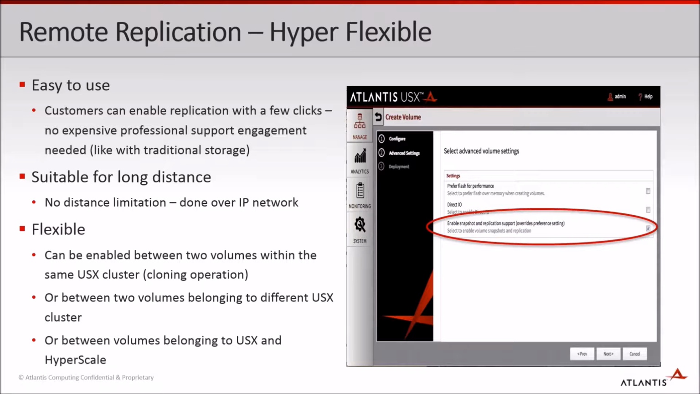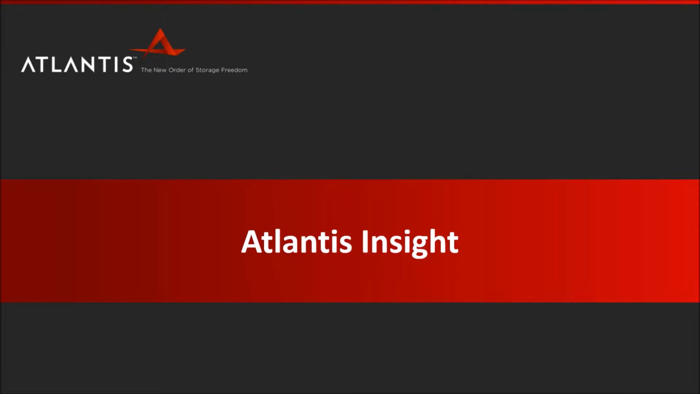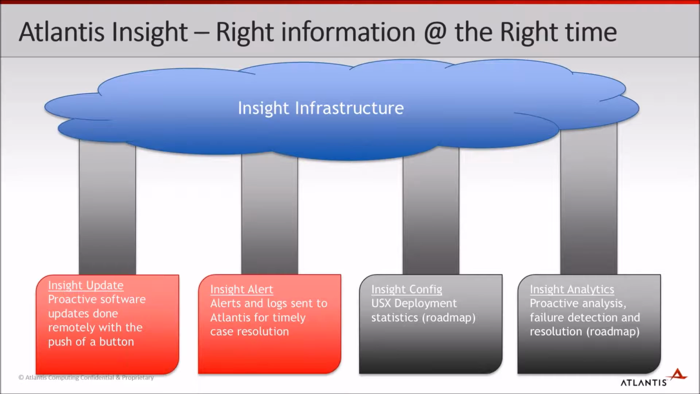So this brings me to the final major capability we delivered with USX 3.0 called Atlantis Insight. Now, I refer to Insight as our call home capability. It is actually much more than that. Using Insight infrastructure, we are able to deliver all our software updates to you, think of it like your Windows updates. It will be pre-staged. It will show up in your UI, and you can see that an update is ready to download and install, and when you click yes, it downloads, installs and upgrades your infrastructure.